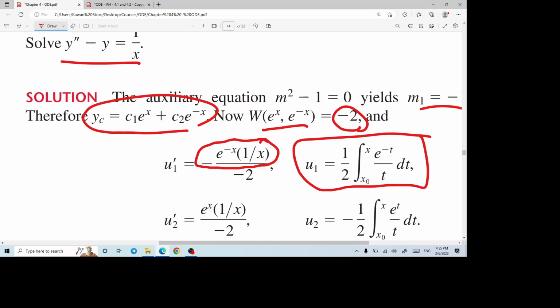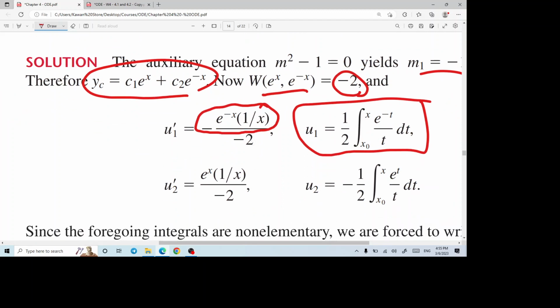The integral of U1 is not easy, and the integral of U2 is not easy either. So in that case, sorry, we are going to leave the example. Even during the exam, I'm not going to bring something like that, of course. I need someone to solve them.